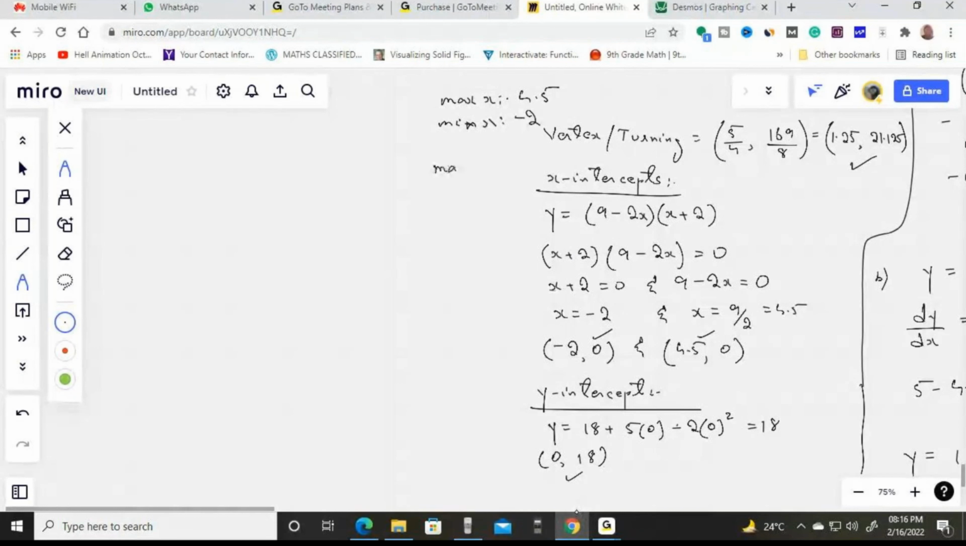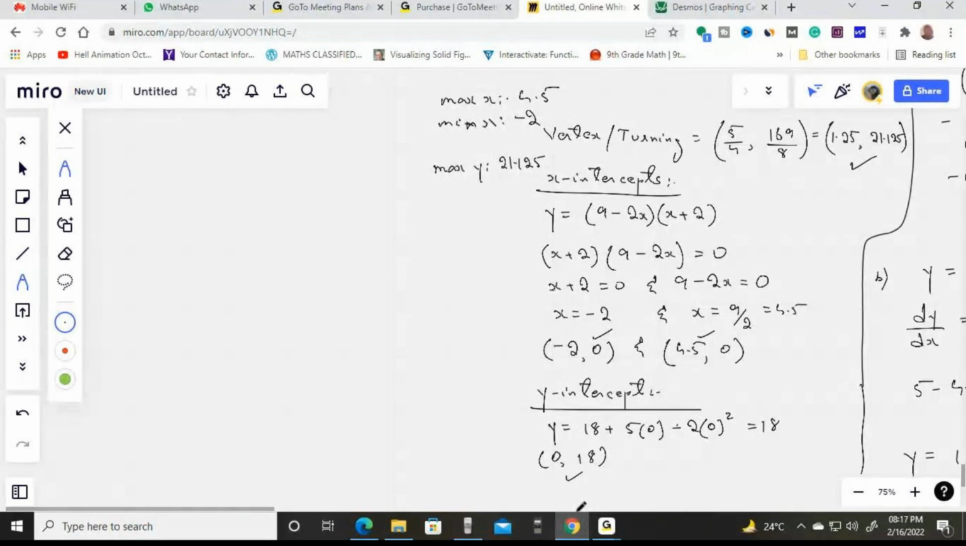No, isn't the maximum minus 2 and minimum 4.5? No. Maximum means the greatest value. Minimum means the least value. Minus 2 is the smallest. 4.5 is the biggest. Oh, yeah. Okay.